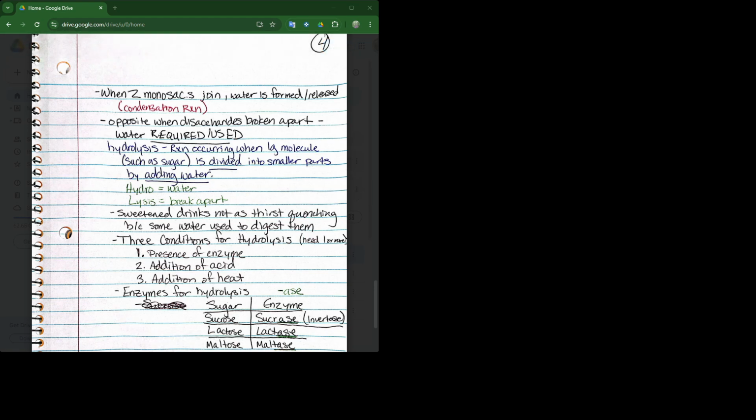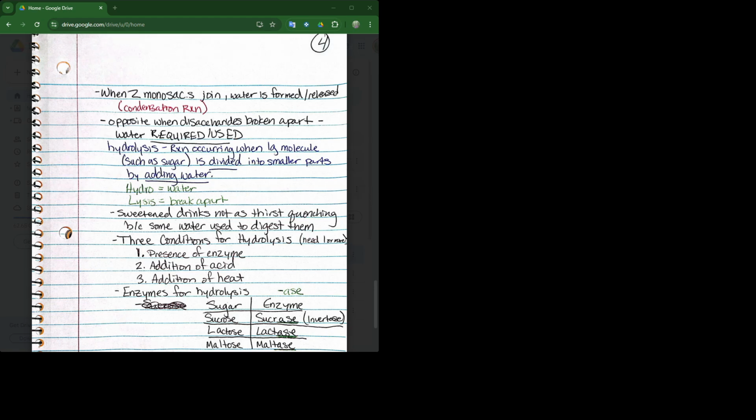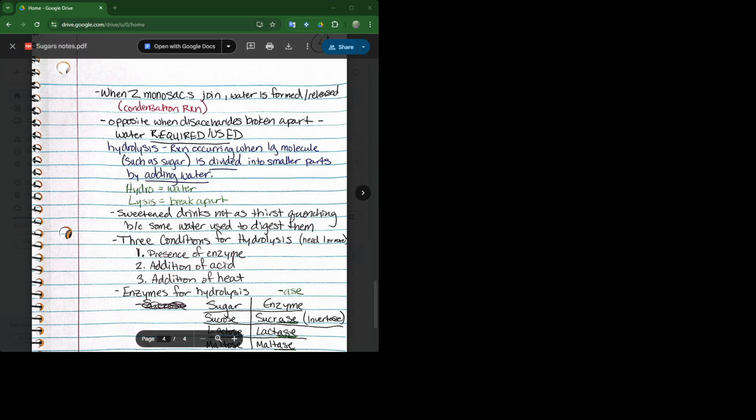Three conditions can trigger this hydrolysis. One condition is the presence of an enzyme to set off the reaction. A second condition is the adding of an acid. A third condition is the addition of heat. So it gave me a list, right? I'm going to list it. Three conditions for hydrolysis. As an aside, I wrote you need one or more, because you don't have to do all of them for hydrolysis.